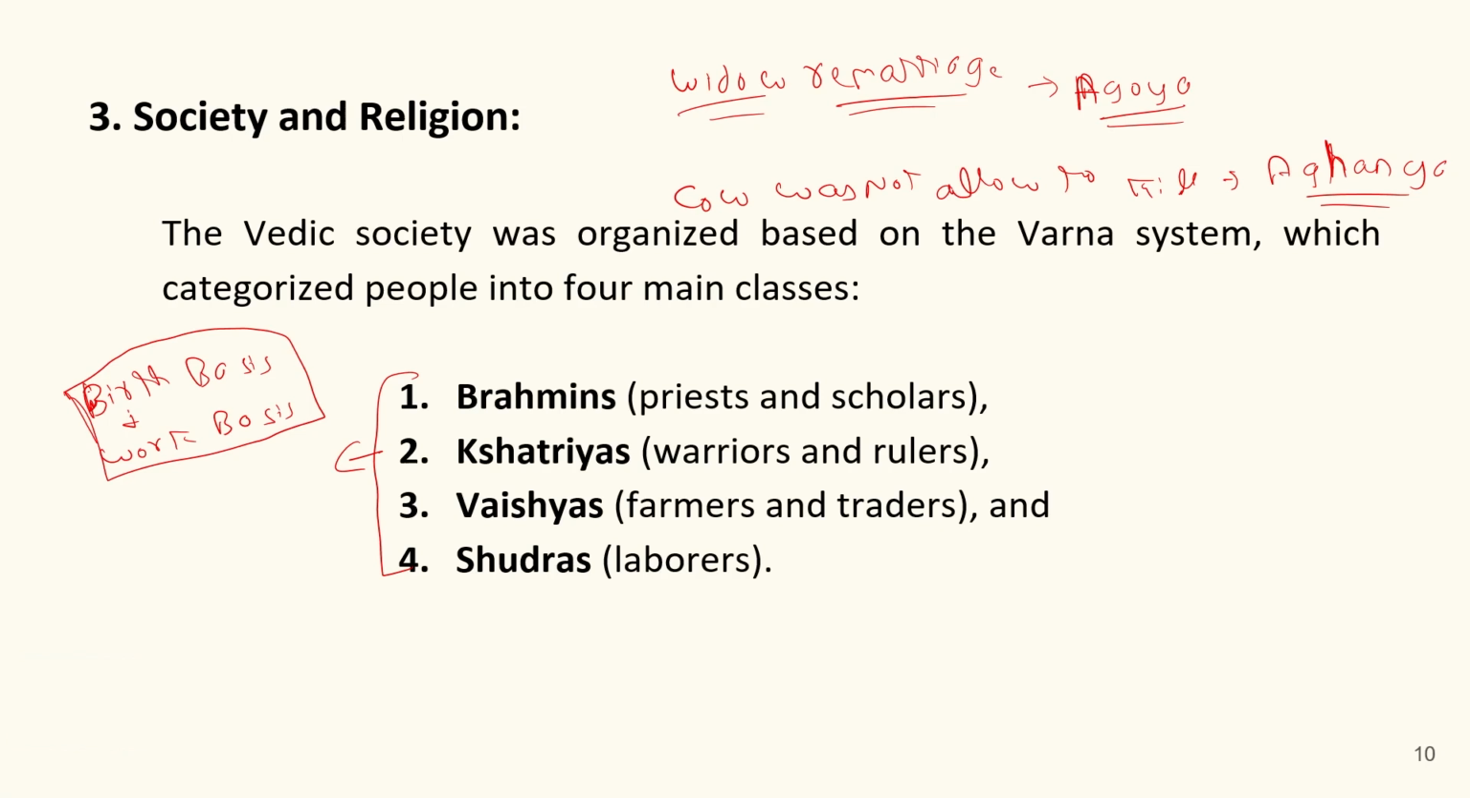And also, one thing, in the early time, there was no child marriage. No child marriage was there in the earlier times. Okay.